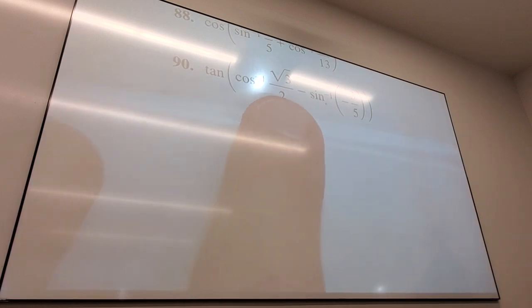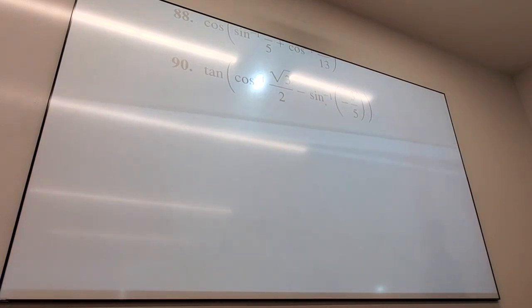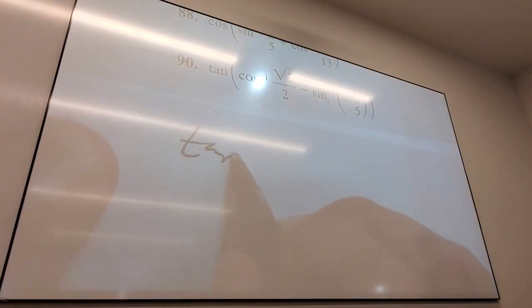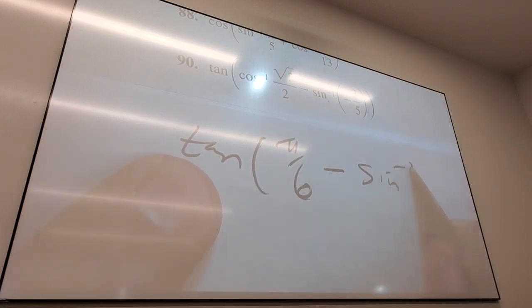Well, actually, this first piece is kind of silly. Do you guys see why this piece is silly? Do I have to draw a triangle, really? What is the inverse cosine of root 3 over 2? Who knows? 30 degrees. Pi over 6, I love it. So I can rewrite this as tangent of pi over 6 minus this weird dude.